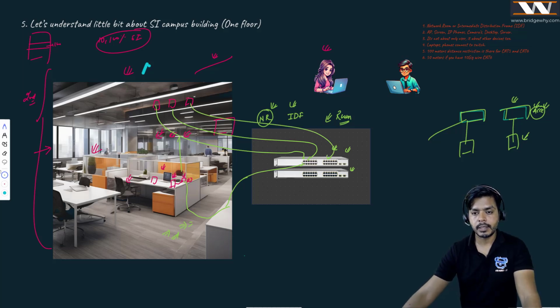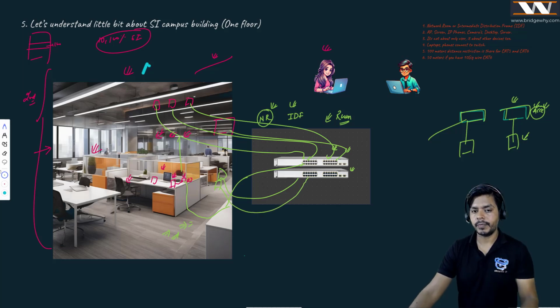Maybe a screen is also connected. Maybe a printer is there, although you cannot see the cable, and maybe some servers are somewhere. They are also connected here because this is the small office. So the servers are also here. There is no separate data center till now.